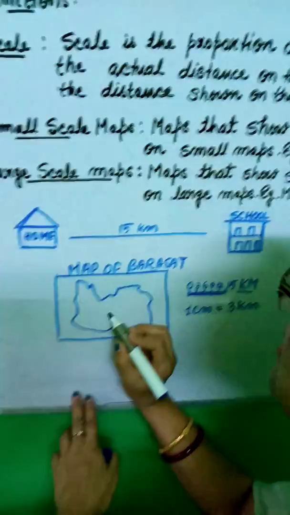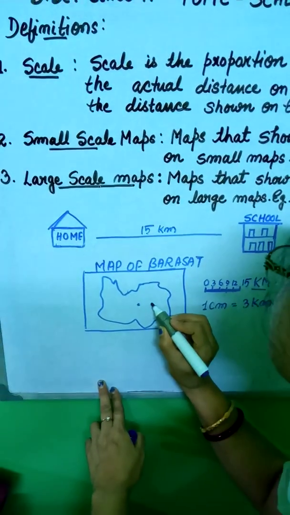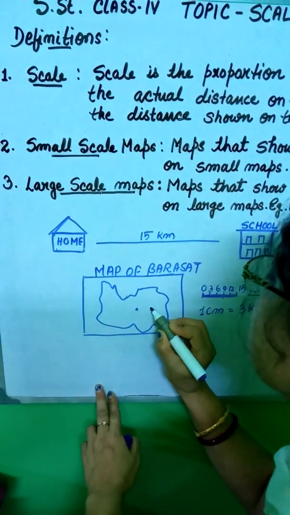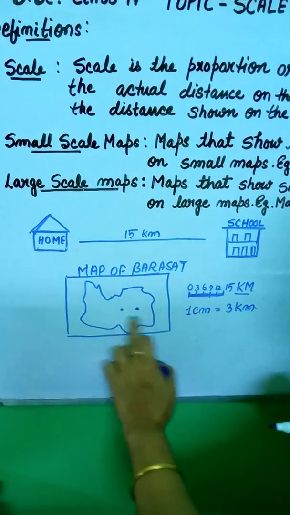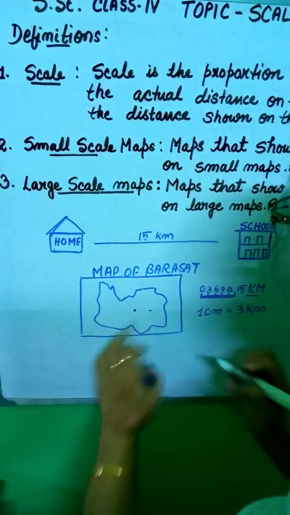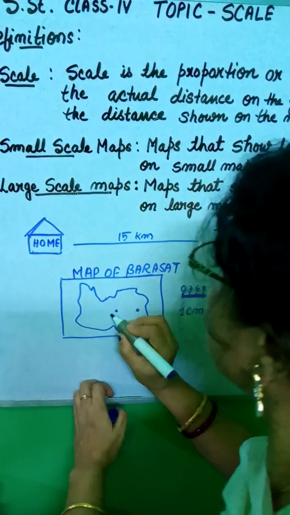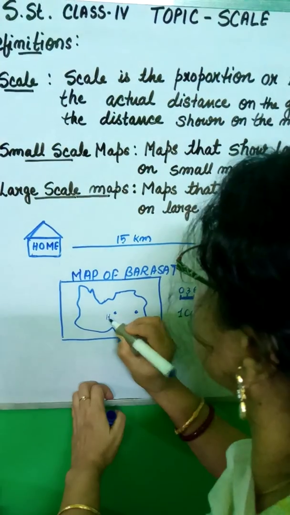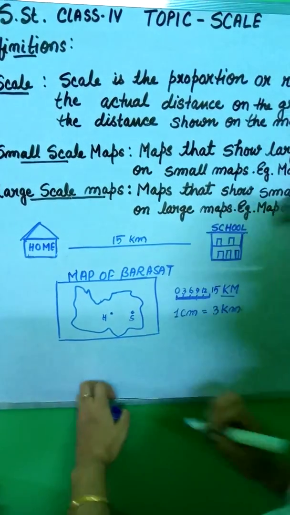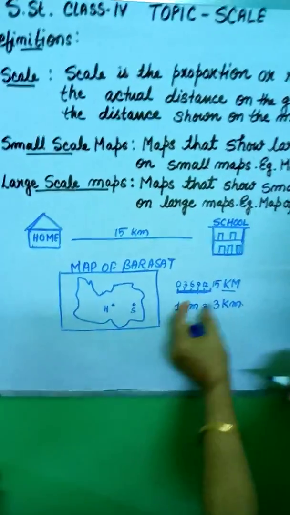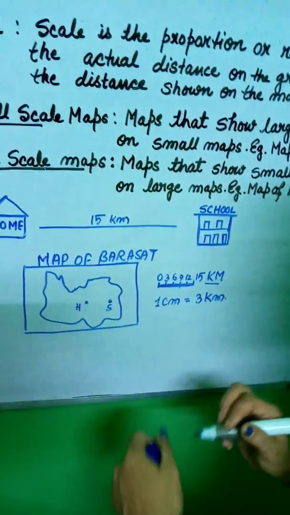Think this is your home and this is school. Then the distance will be like this. This is your home and this is your school. Then the distance will be like this, 15 kilometers. Understand?